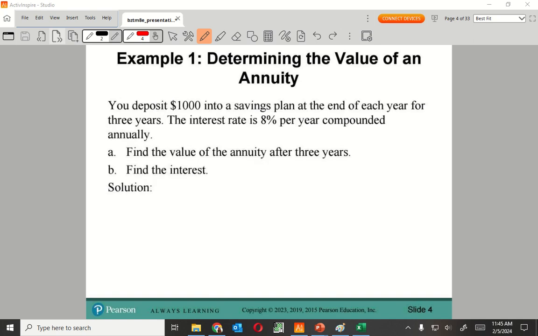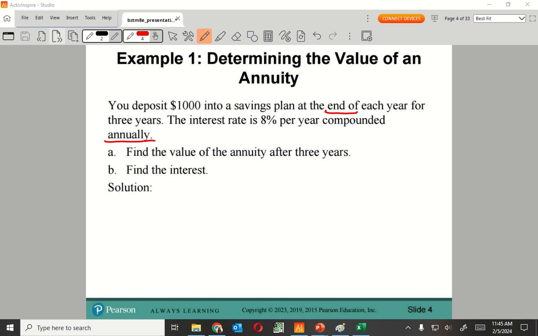We're going to go through item by item. You deposit $1,000 into a savings account plan at the end of each year. That's important. End of each year for 3 years. Interest rate is 8% per year compounded annually. The word compounded annually means that it's one time. That's important. Compounded annually means one time.